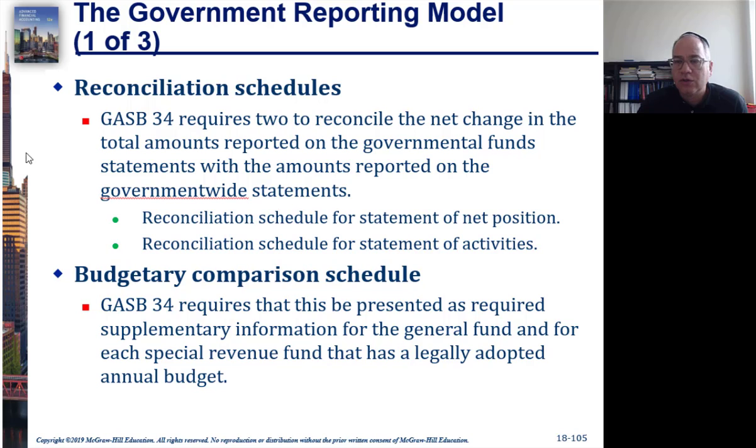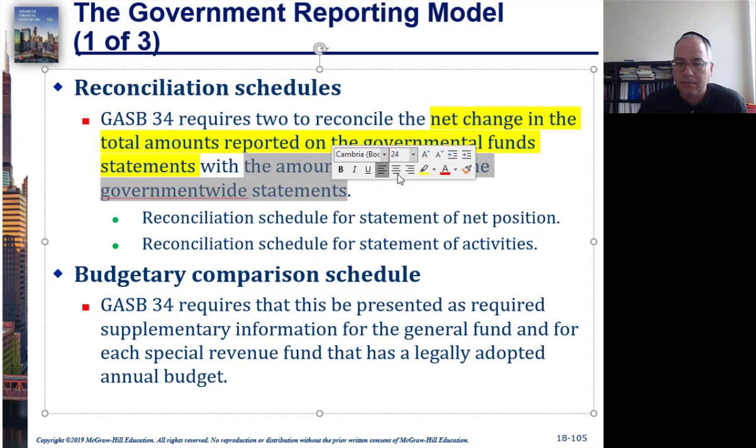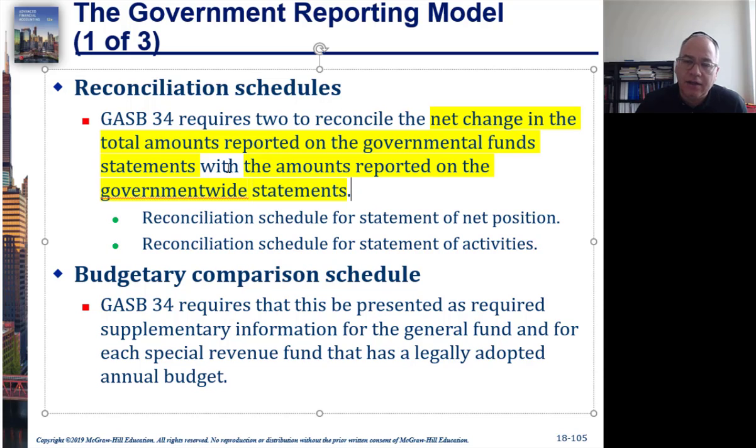schedules. So what you must do is reconcile the net change in the amounts reported on the government fund statement with the amounts reported on the government-wide. So remember that the amounts reported in the government fund statements use modified accrual accounting, while the amounts in the government-wide statements use the accrual basis of accounting. So this needs to be reconciled both for the statement of net position and also for the statement of activities.